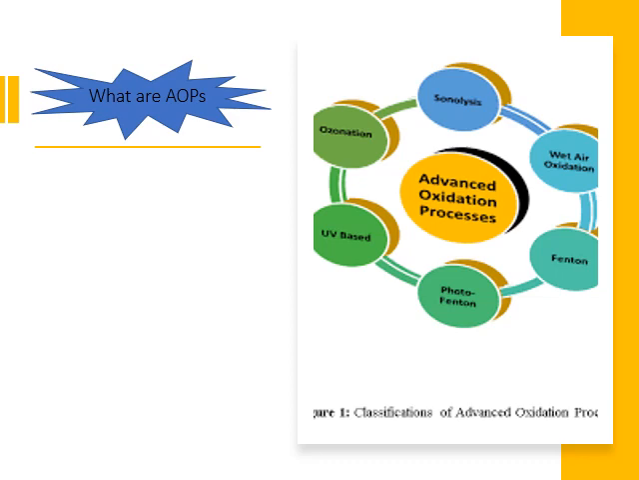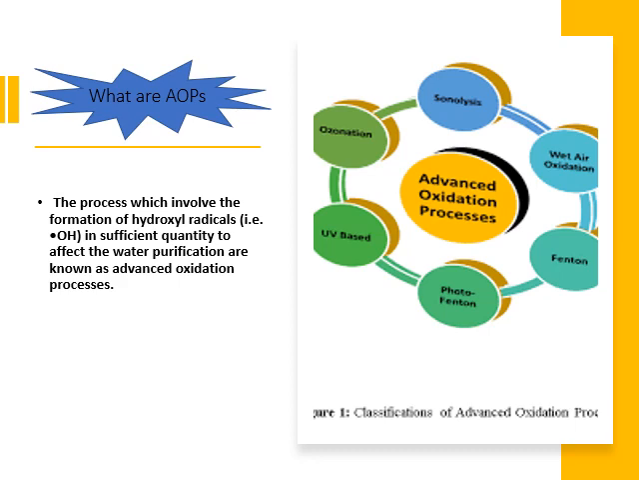As far as the definition is concerned, the AOPs are the processes that involve the formation of hydroxyl radicals in sufficient amount so that they can affect the water purification. So any process by which you would be able to generate hydroxyl radicals in water or wastewater in sufficient quantity so that it can affect the water purification, that process will be known as advanced oxidation process.